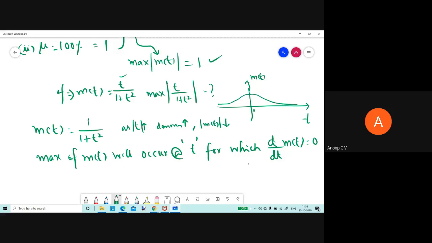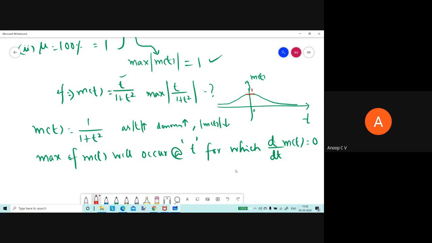Just now someone told me the maximum value of this 1 by 1 plus t square is 1. It is absolutely true. The maximum value happens at t equal to 0, and that is equal to 1. But if instead of 1 by 1 plus t square it was t by 1 plus t square, maybe you may not be able to plot this and find out the maximum value.